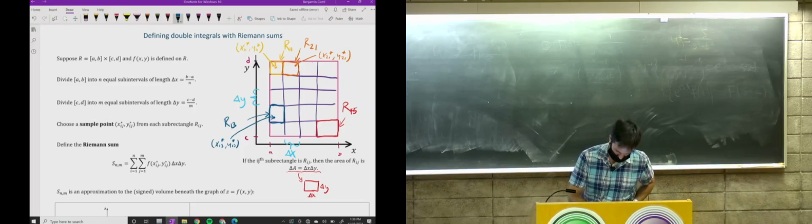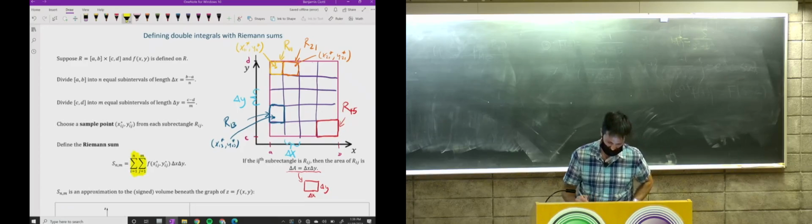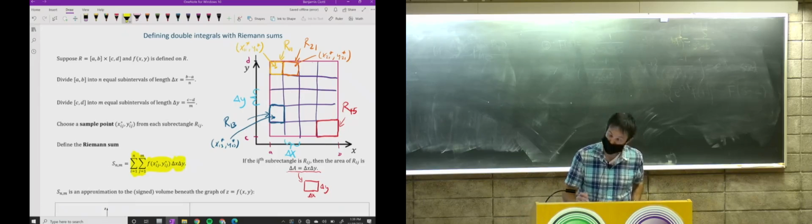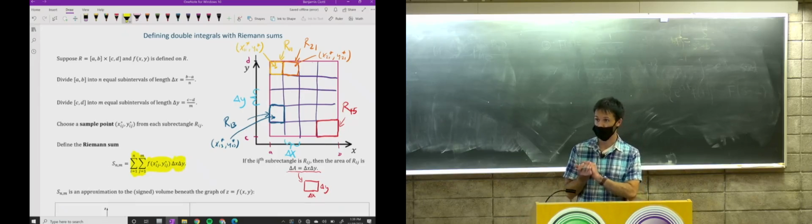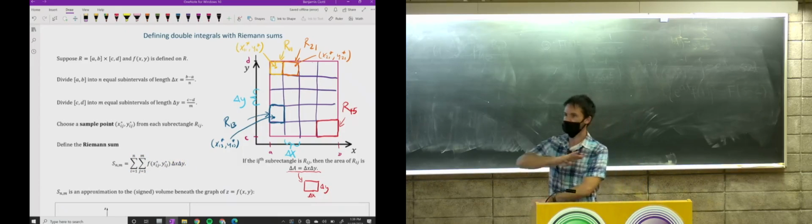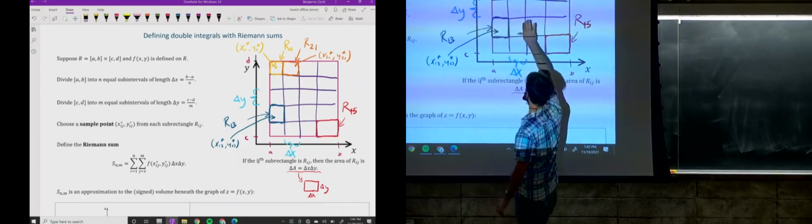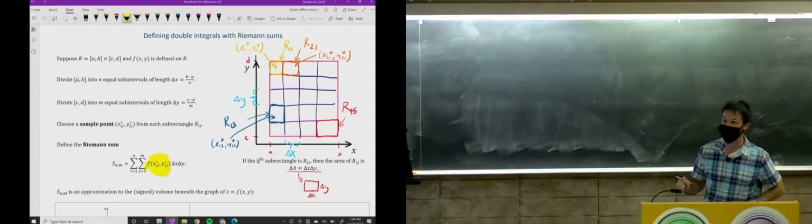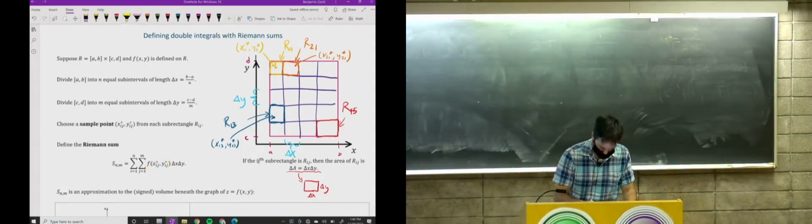So here's what it is. It's the sum from i equals 1 to m and j equals 1 to n of the function value at the ijth sample point times the area of the subrectangle. So in other words, you just sum over all the subrectangles. Over this one, plus this one, plus this one, plus this one, plus this one, over all of them. Their area times the function value evaluated at the sample point.